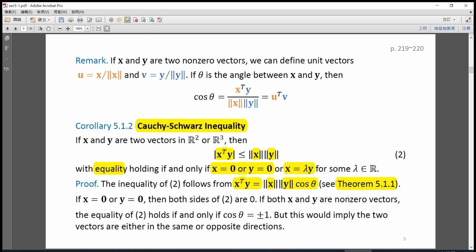Next, we consider the equality of 2. If either x or y is the zero vector, then both sides of 2 are 0, and hence the equality always holds. If both x and y are non-zero vectors, then the equality of 2 holds if and only if cosine theta is 1 or negative 1. In this case, this would imply the two vectors are in the same direction or in opposite directions. And in this case, x can be written as lambda y for some scalar lambda. And the proof is finished.